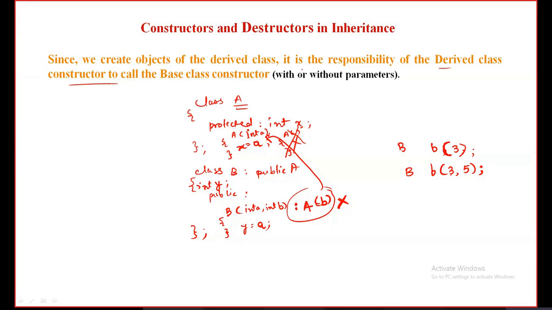Is it clear? That is why it is said it is the responsibility of the derived class constructor to call the base class constructor, either with or without the parameters. So this is with parameter, and if we just mention colon and don't mention any parameter, that is without parameter. Is it clear? Anyone having any doubt? No, sir. Fine.